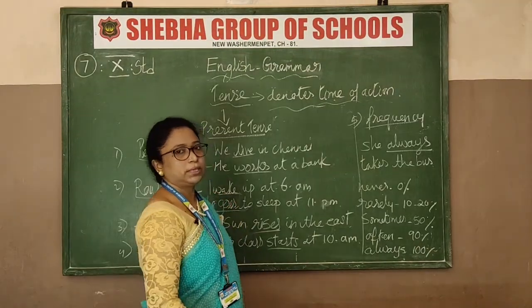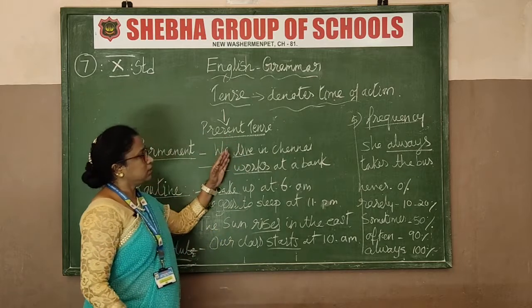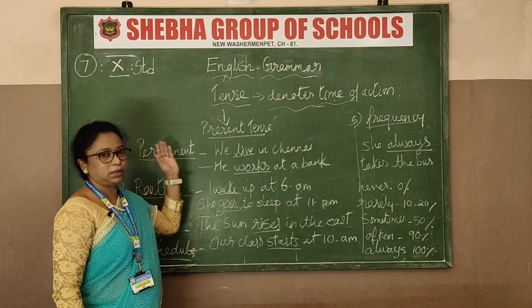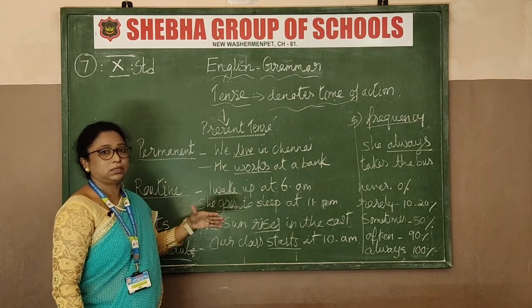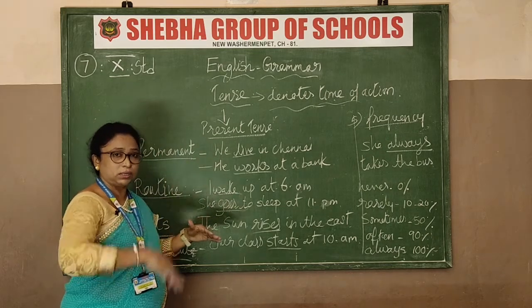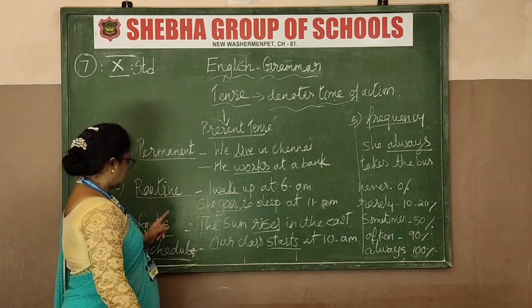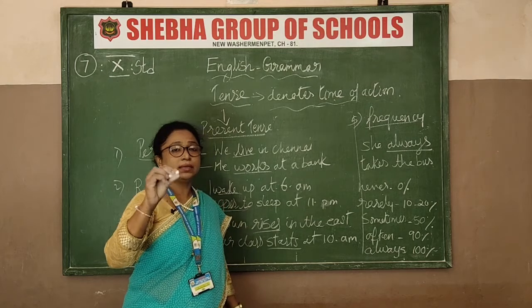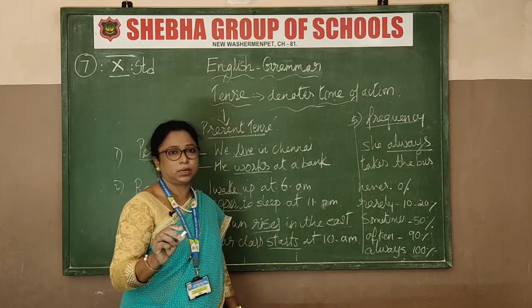Okay, now I am going to talk about the present tense. See, it has so many divisions. You learnt about temporary and all that, but now this is another division. Present tense itself has divisions. See there: permanent, routine, facts, schedule and frequency. So when are the times you must use present tense?